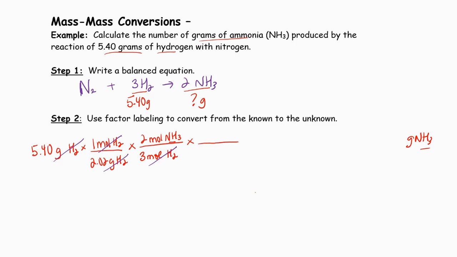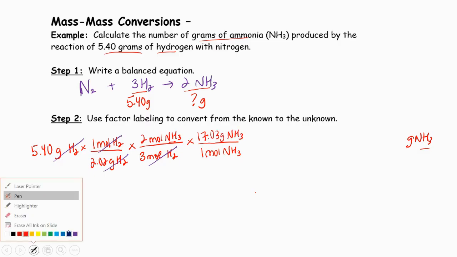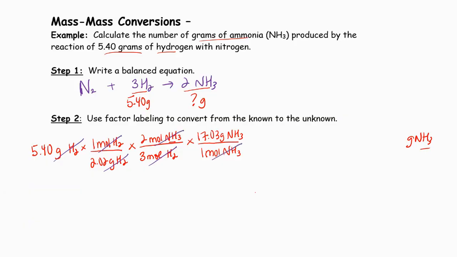Now I'm left with NH3. So we have moles of NH3, but we need grams. Again, we can use molar mass. Whoops, we want moles on the bottom. So 1 mole NH3, and the molar mass is 17.03 grams for NH3. That has now canceled out our moles of NH3, and we are left with grams, and that's what we need.